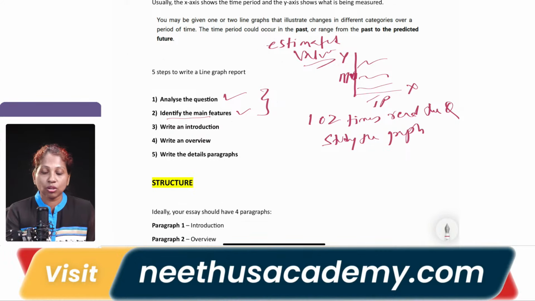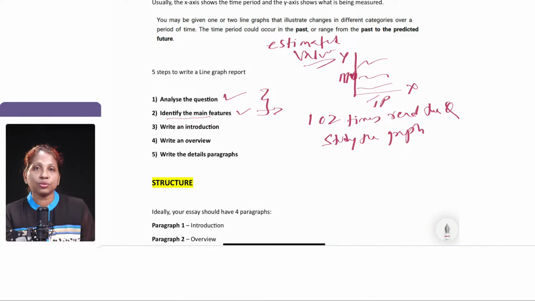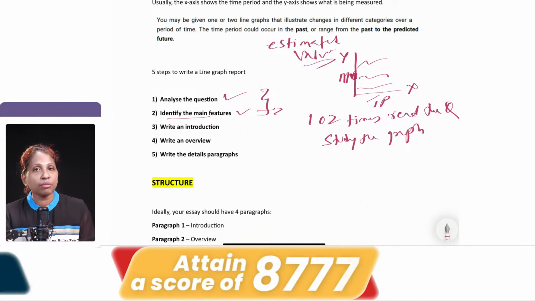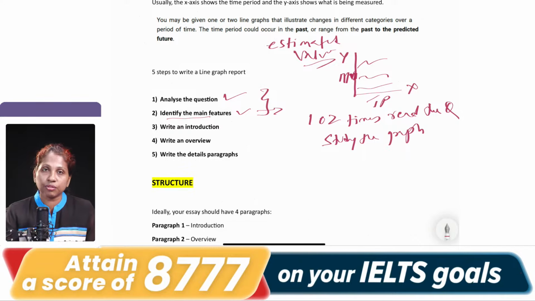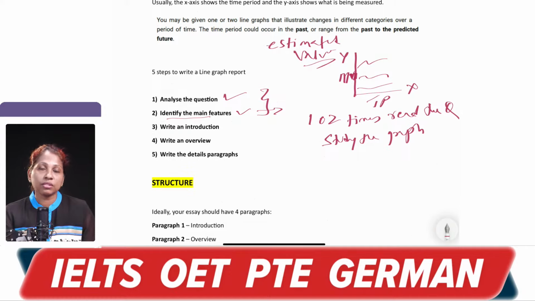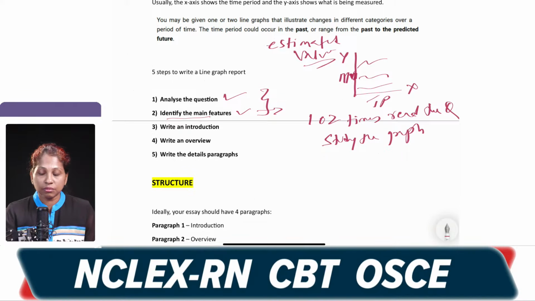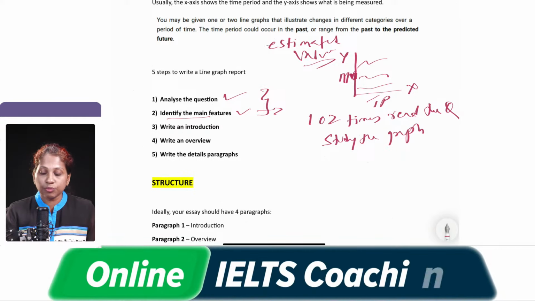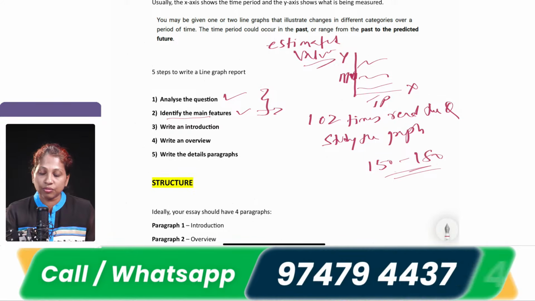So you have studied the diagram, now you know the question. Look for the main features, because this is what gives you your overview. The question tells you to summarize the main features and make comparisons where relevant. There may be a lot of information in the graph, but you cannot write everything in 20 minutes for 150 words. 150 is the minimum word count, at least 150. You can go beyond 150. We always say keep it between 150 and 180. Try to keep it at that level.